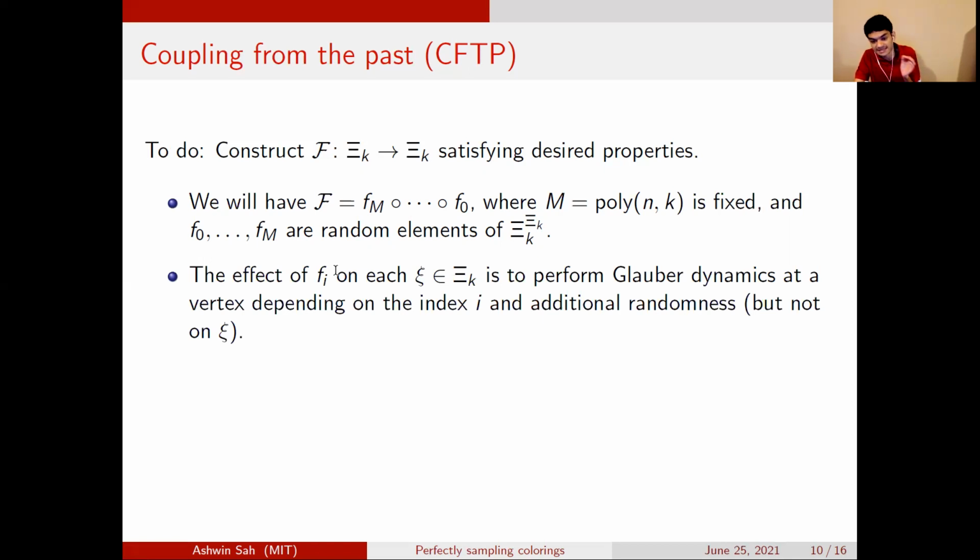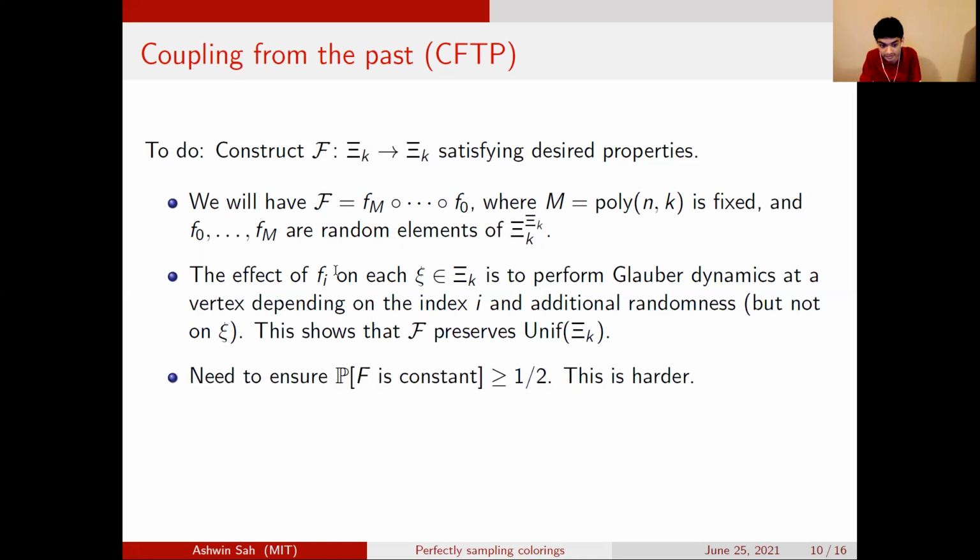And we want it to have these properties. Each of these f_i, as I mentioned, will be Glauber dynamics, although the vertex might not necessarily always be uniform. However, which vertex you choose is not going to depend on the coloring. If it did, of course, that would make everything go awry. In doing so, this immediately guarantees that we preserve the uniform distribution.